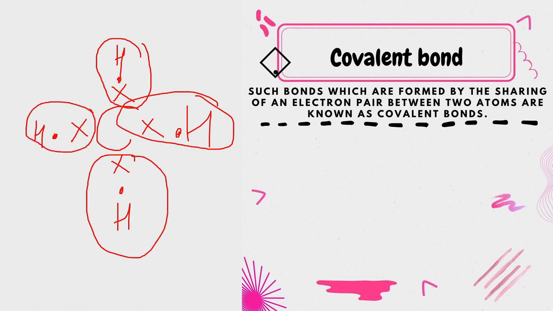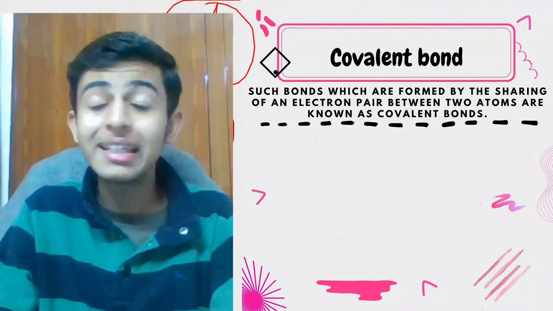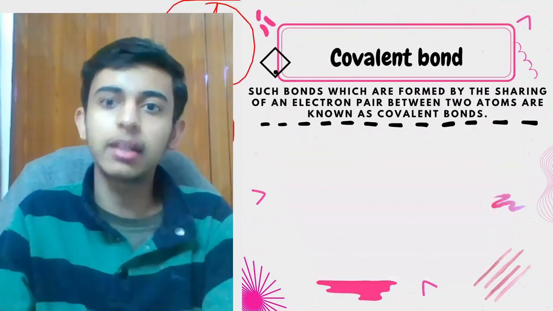Now carbon needs an octet, so it will take the electrons from hydrogen. So 1, 2, 3, 4, 5, 6, 7, 8. The structure of methane gas is formed, that is CH4. CH4 is the formula for methane gas. So I hope that is absolutely clear.